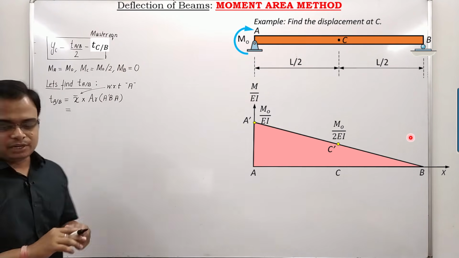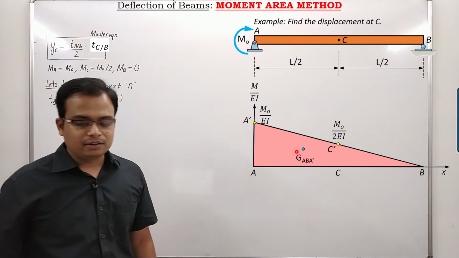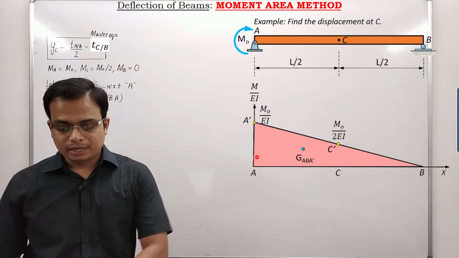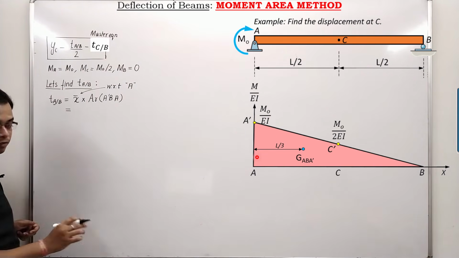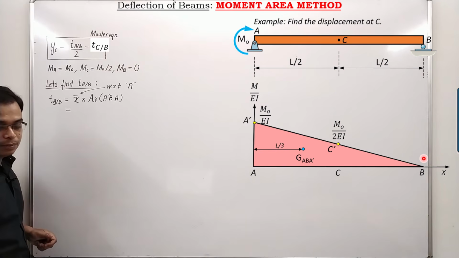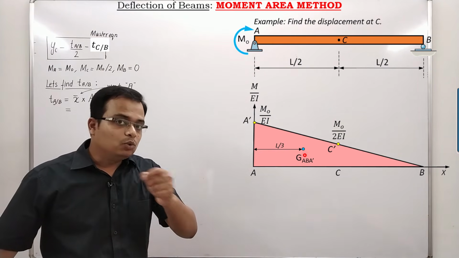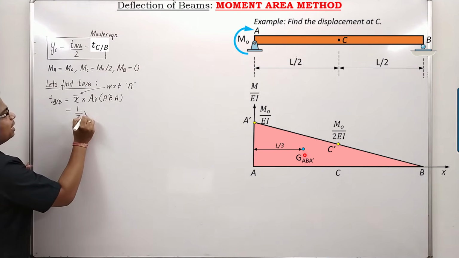What is x bar? Let me tell you. Watch this. The centroid of a right angle triangle, remember, if the base is B, it's going to be B by 3. Here the base is L. This is going to be L by 3. That's simple. With respect to A, remember, not with respect to B. If it was supposed to be calculated with respect to B, then it would have been 2L over 3. Anyways, this is L by 3 multiplied by area.